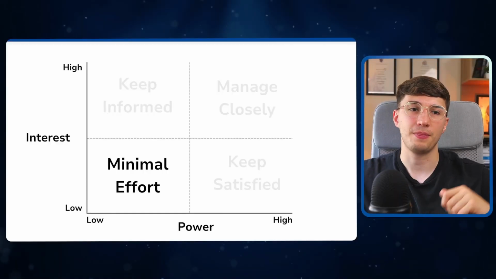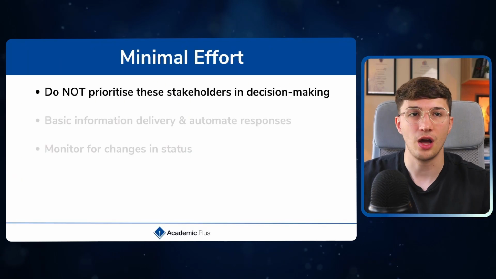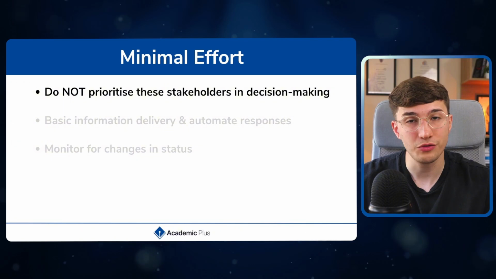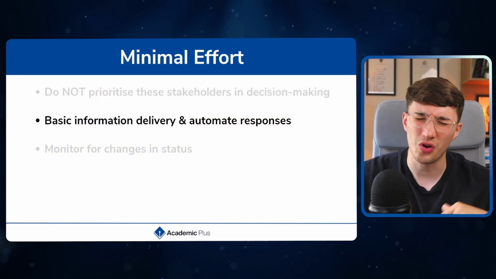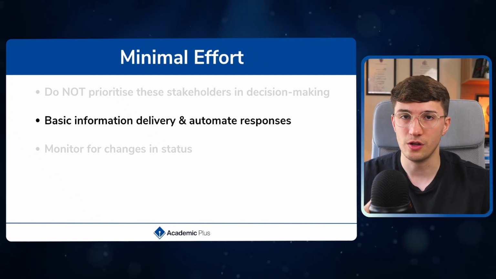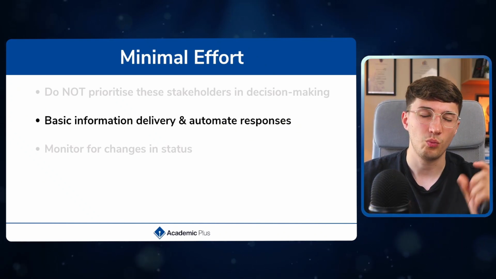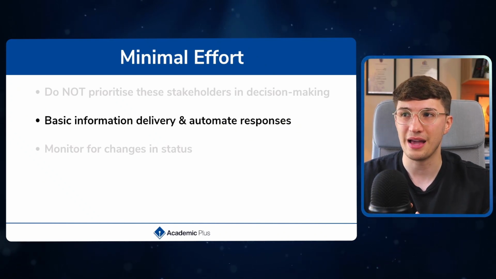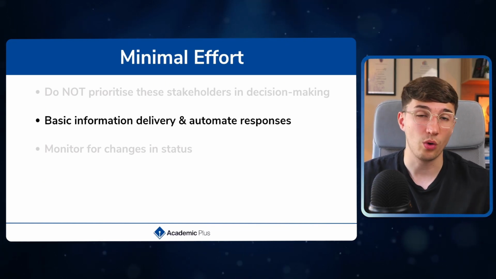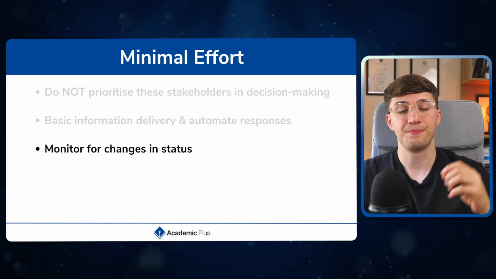And the final stakeholder group we have is our minimal effort. Our minimal effort is the low level of interest and the low level of power. Within our decision making, we do not want to prioritize their needs. We do not need to spend lots and lots of resources managing them, communicating with them. We only want to deliver very basic information. So for example, put in updates on the website. So if they want to, they can have a bit of a read.